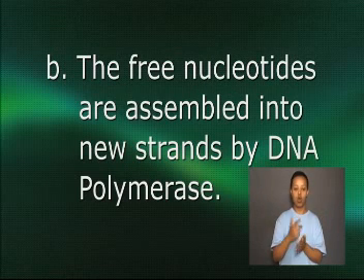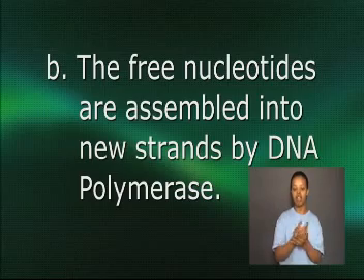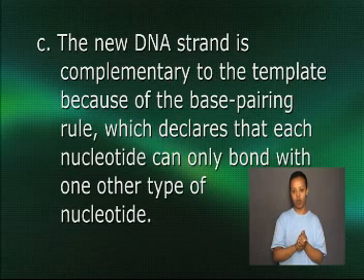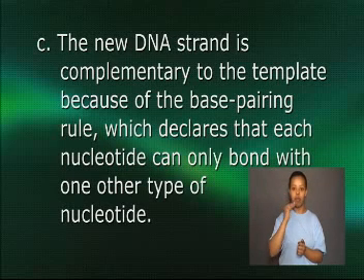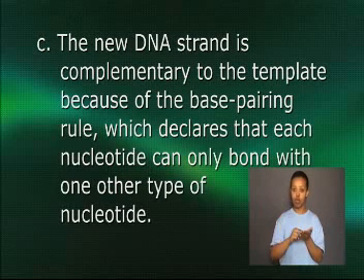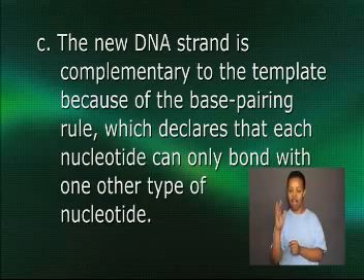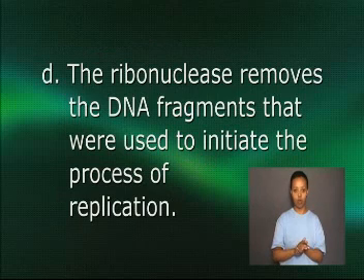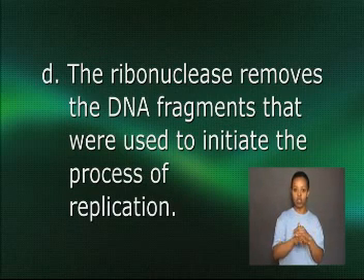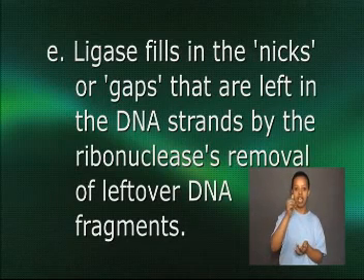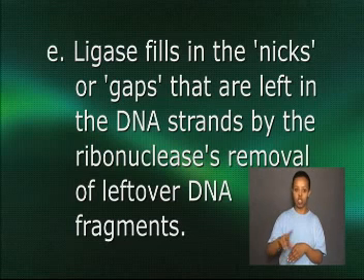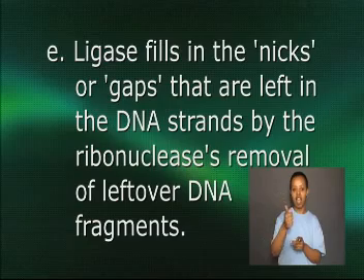The free nucleotides are assembled into new strands by DNA polymerase. The new DNA strand is complementary to the template because of the base pairing rule, which declares that each nucleotide can only bond with one other type of nucleotide. The ribonuclease removes the RNA fragments that were used to initiate the process of replication. Ligase fills in the nicks, or gaps, that are left in the DNA strands by the ribonuclease's removal of leftover fragments. Did you manage to get the correct answers, students?